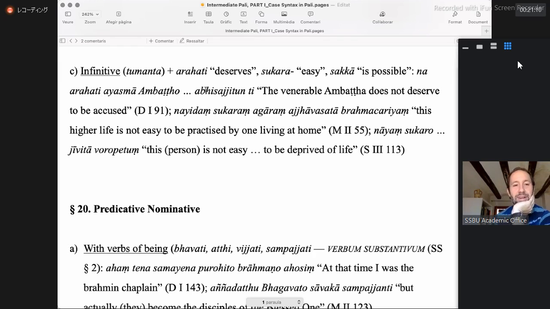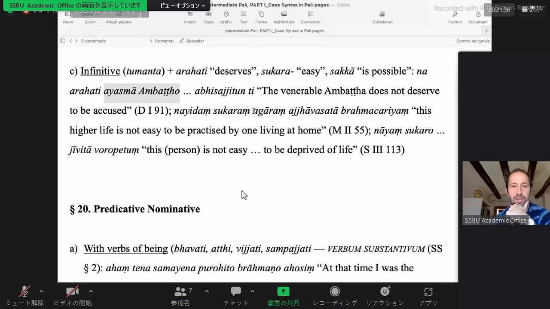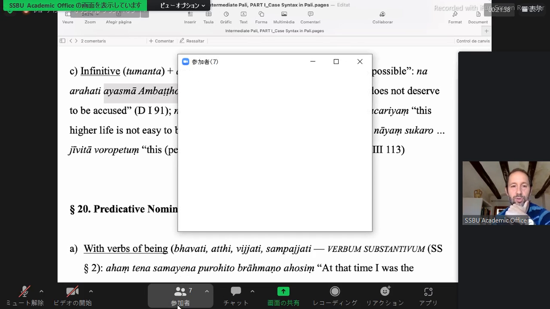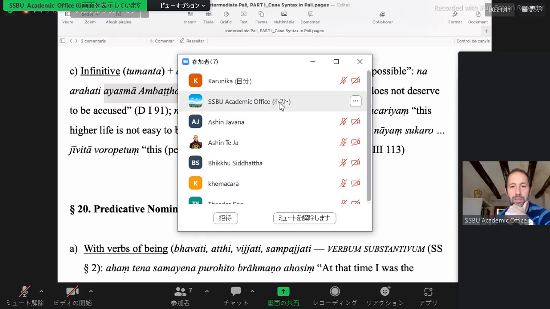So how do you analyze this? Na arahati ayasma ambatto avisajjitum. He doesn't deserve to be accused, avisajjitum. How do you take this nominative here? To me, it's another example of the same. It's a nominative of the subject of the active sentence, but see that in this case there is a tumanta, avisajjitum, with arahati. Another example: nayidam sukaram agaram ajjhavasata brahmacariyam.